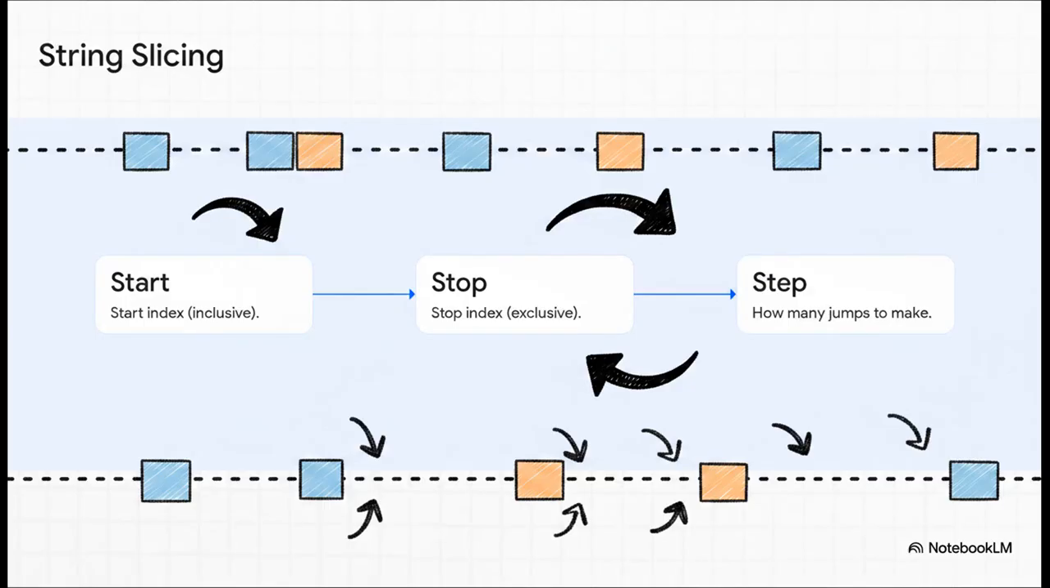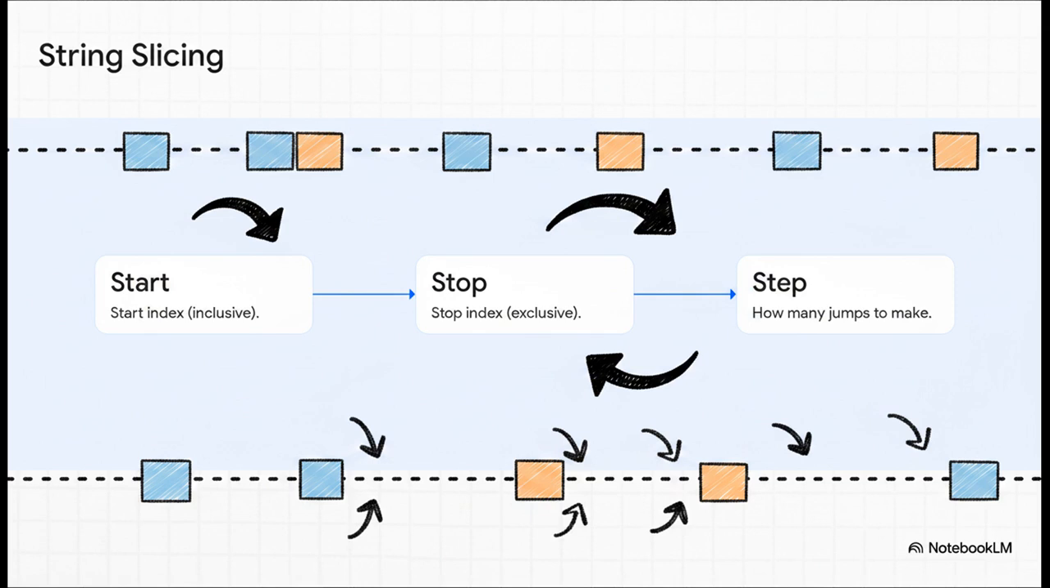Now we can actually leverage those addresses to pull specific sequences right out of our text. This is a real game changer called string slicing. The setup is simple but super powerful. Start, stop, and step. First up, you pick a start index, and that letter is included. Next, you pick a stop index, but watch out here. This stop point is exclusive.